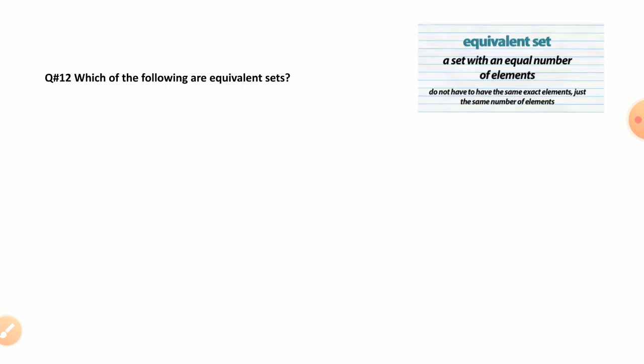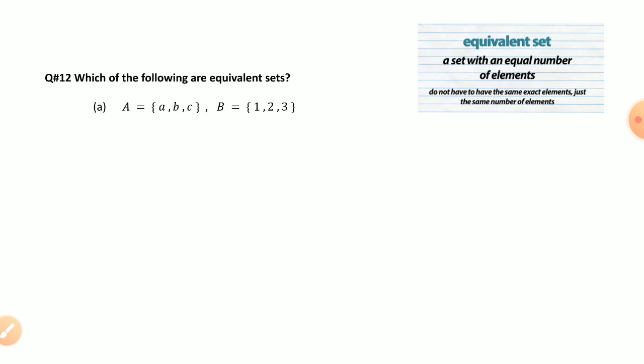Moving forward, we have question number 12. Which of the following are equivalent sets? Let us revise equivalent sets. Equivalent sets are the sets which have an equal number of elements. Not necessarily the same elements, only the number of elements will be the same. The elements will not be the same, only the number of elements will be the same.